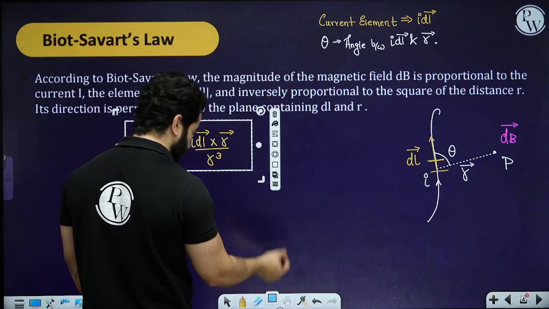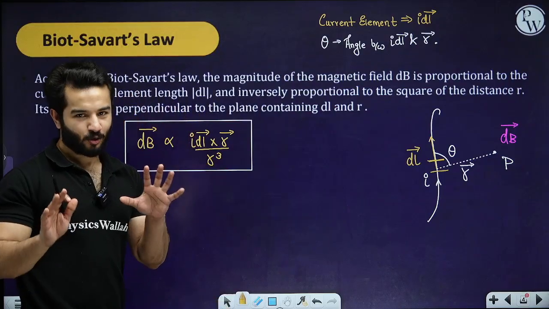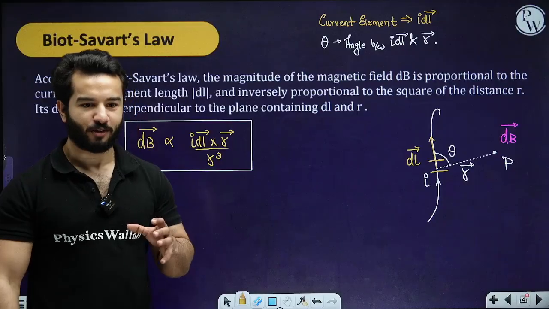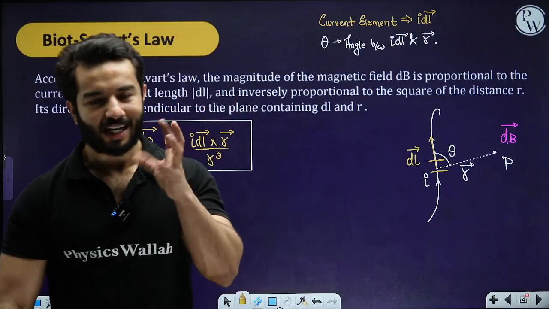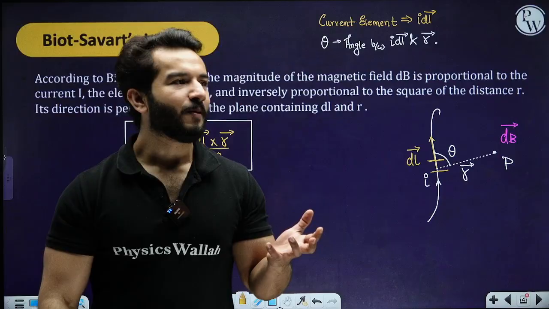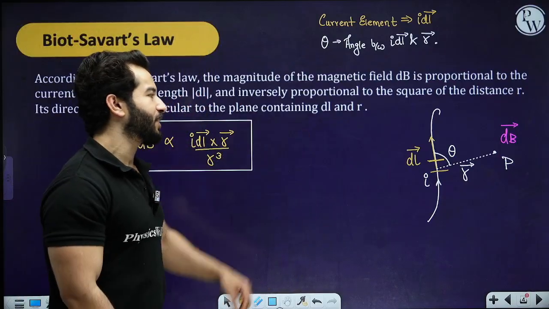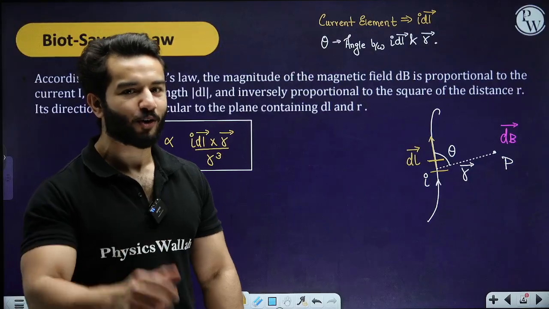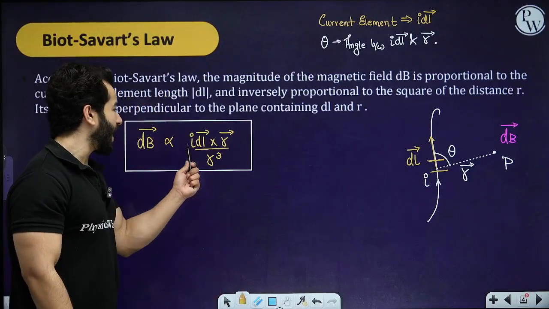Isn't this supposed to be r square? So this is the vector form of Biot-Savart's law. You must also be able to understand how we are going to write it in vector form, na? Because let's suppose we want to know the direction of that magnetic field. So how are you going to do it, dosto? You are going to do I dl cross r.